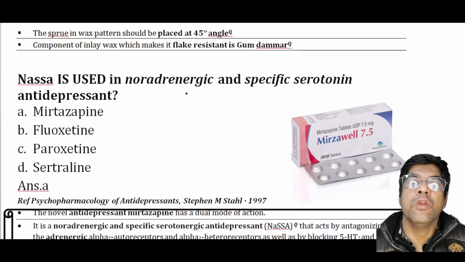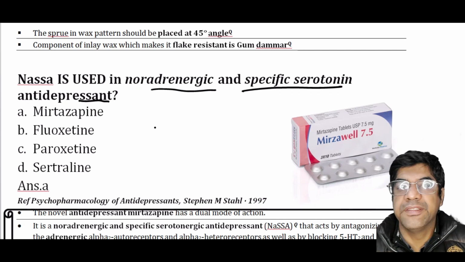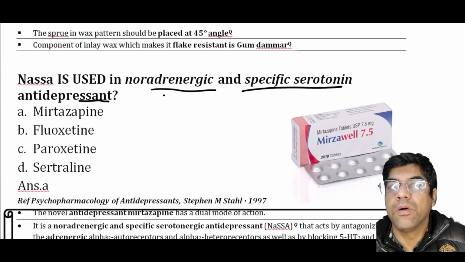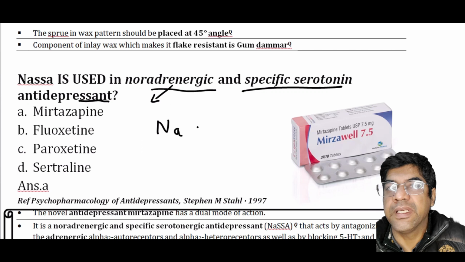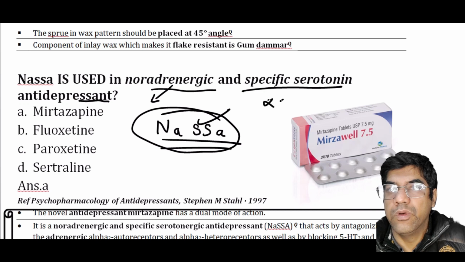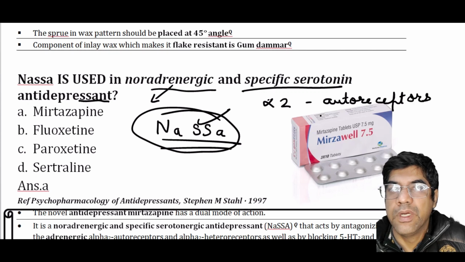NaSSA is used for noradrenergic and specific serotonin antidepressant. Well, remember that mirtazapine is a noradrenergic and specific serotonin antidepressant, that is the term used. It works by antagonizing the adrenergic alpha 2 autoreceptors and alpha 2 heteroreceptors.